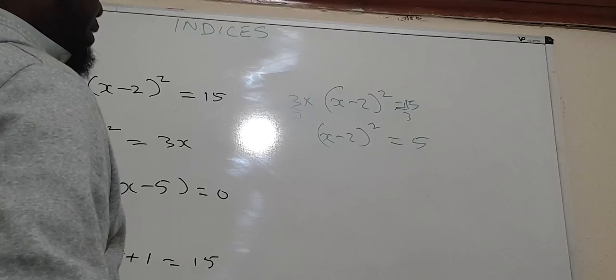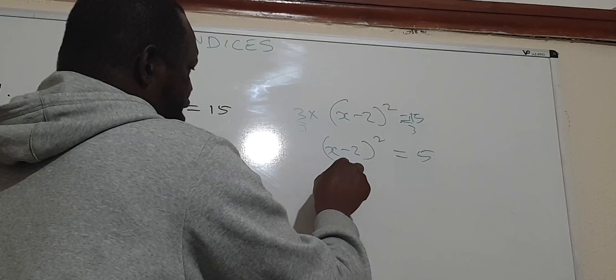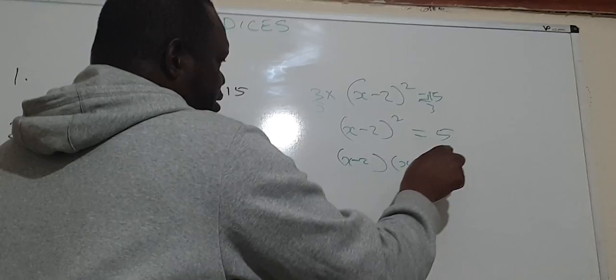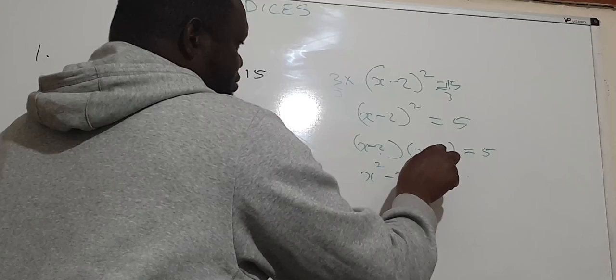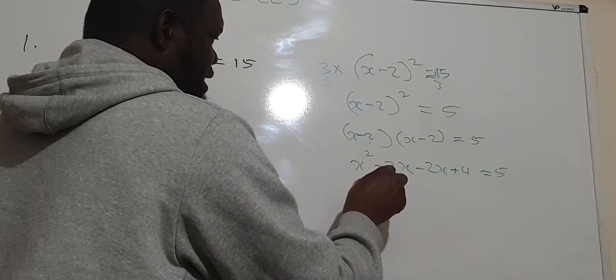You can sort this out, can't you? This means x square, x minus 2 into x minus 2, is equal to 5. X times x means x square. X times minus 2 is minus 2x. Minus 2 times x is minus 2x. Minus 2 times minus 2 is 4, which is equal to 5. So we have x square minus 4x plus 4 is equal to 5.